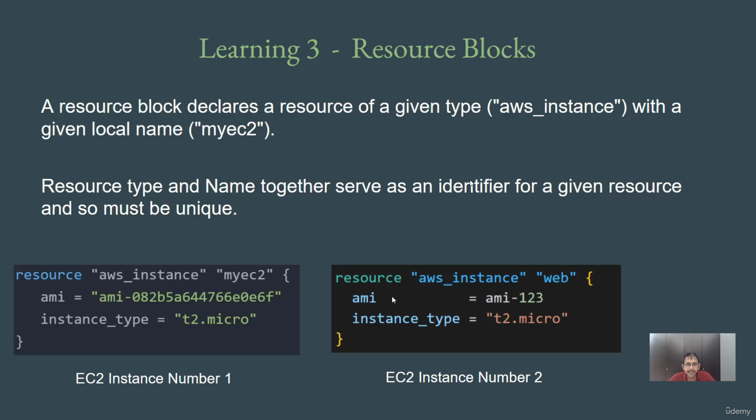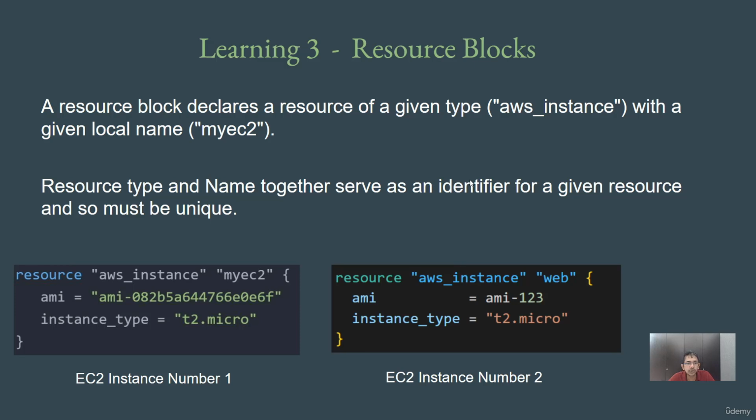So in the second block here, you see that the AMI associated with the server is different. Here you have a larger AMI ID, here you have a smaller AMI ID. This might be associated with a different operating system altogether. Again, this is just for an example. So when you have two separate instances of different configuration, then the resource type will remain the same. However, this local name, my EC2 and web, must be different.